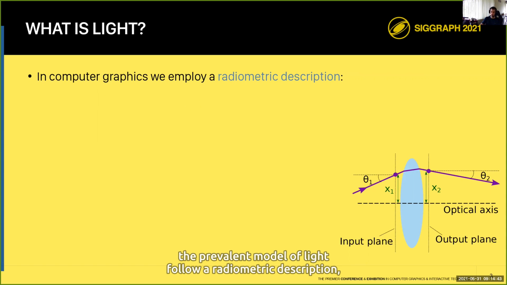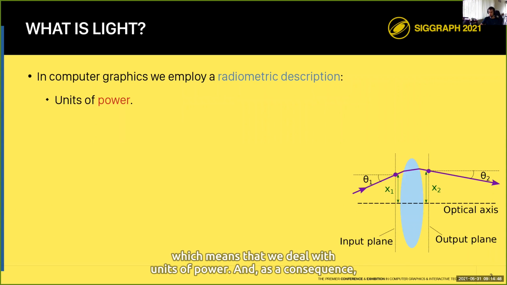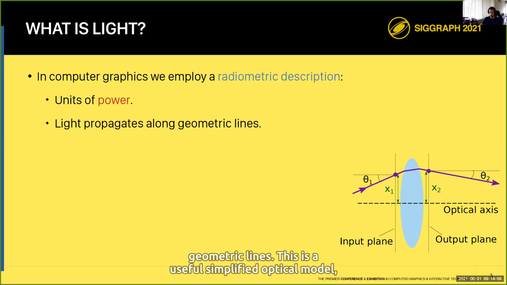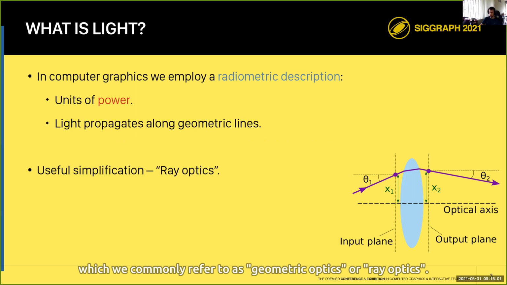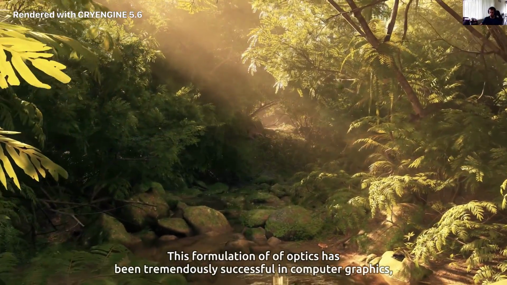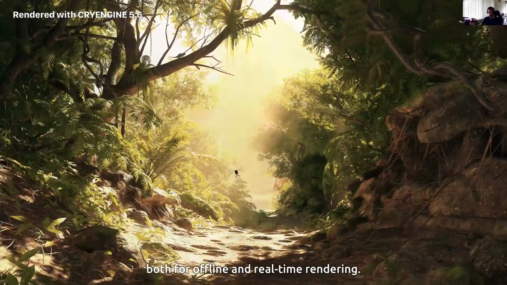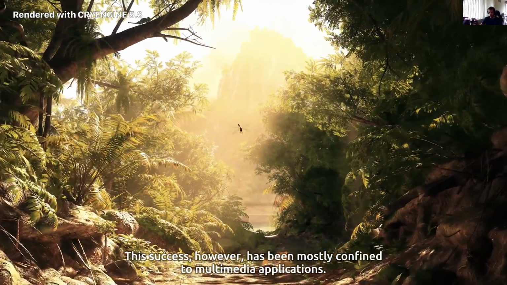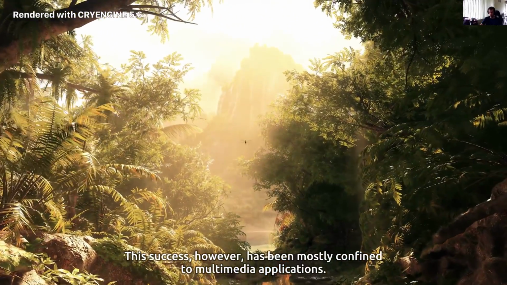As we know, in computer graphics, the prevalent model of light follows a radiometric description, which means that we deal with units of power. And as a consequence, the wave nature of light is ignored, and light propagates along straight geometric lines. This is a useful simplified optical model, which we commonly refer to as geometric optics or ray optics. This formulation of optics has been tremendously successful in computer graphics, both for offline and real-time rendering. This success, however, has been mostly confined to multimedia applications.